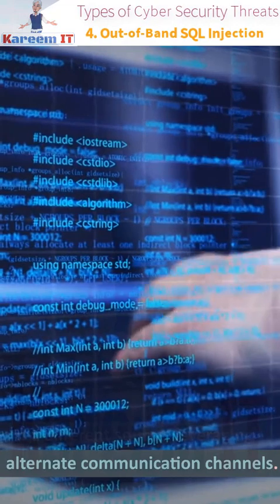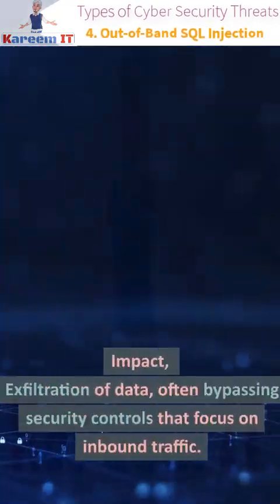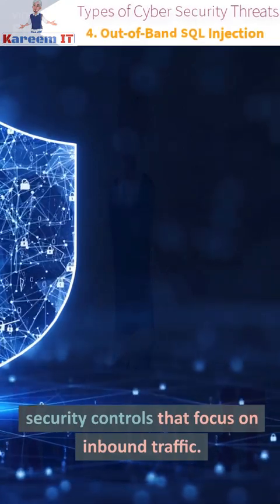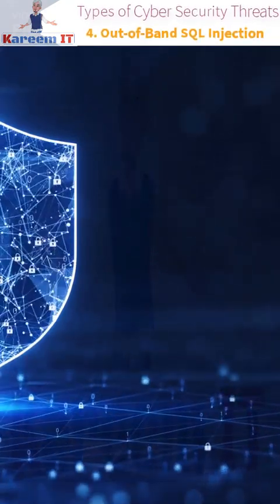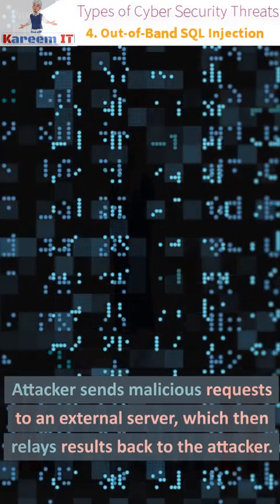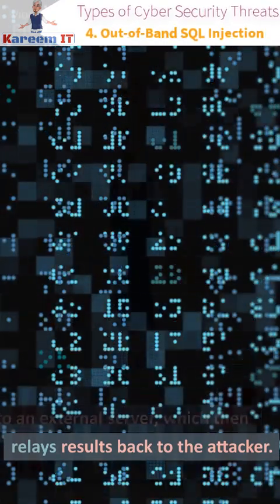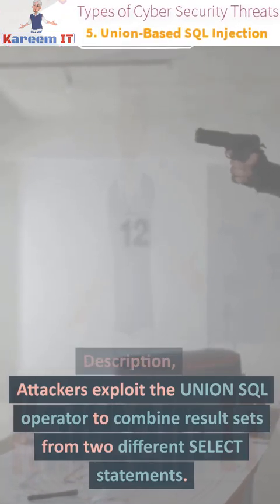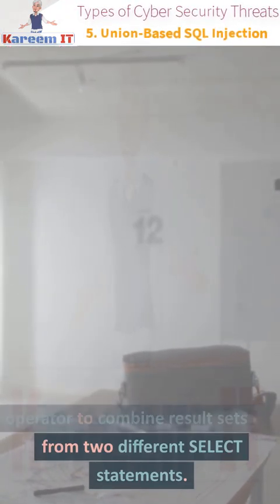leveraging alternate communication channels. Impact: exfiltration of data, often bypassing security controls that focus on inbound traffic. Example: attacker sends malicious requests to an external server, which then relays results back to the attacker. 5. Union-based SQL injection. Description: attackers exploit the union SQL operator to combine result sets from two different select statements.